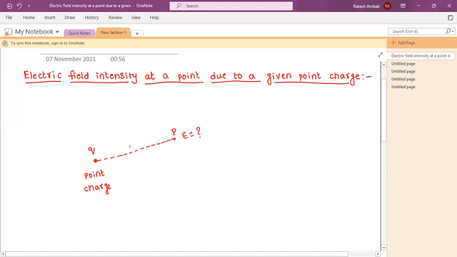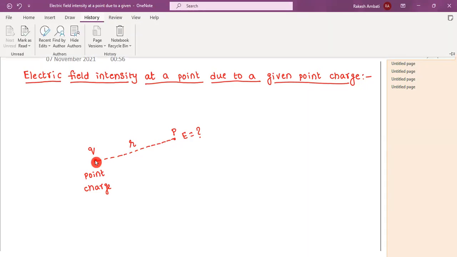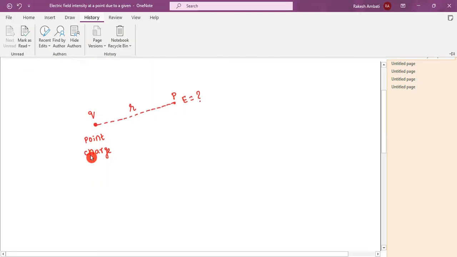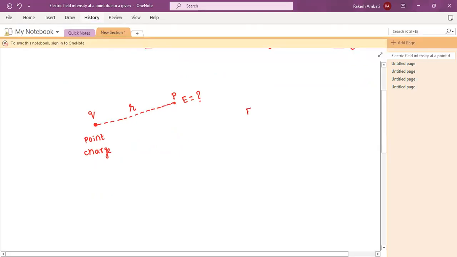Now this point P is at a distance R from the given point charge Q. So what is the formula we have? For finding electric field intensity due to a point charge, E equals KQ upon R square. This is the equation to find electric field intensity due to a given point charge.